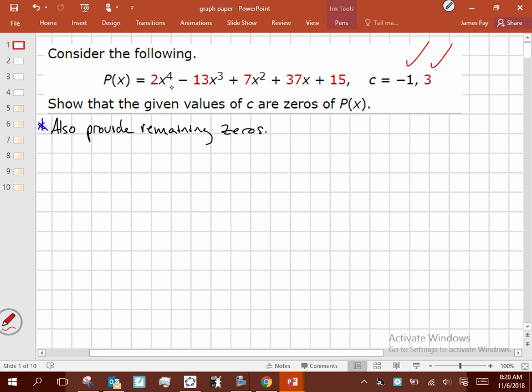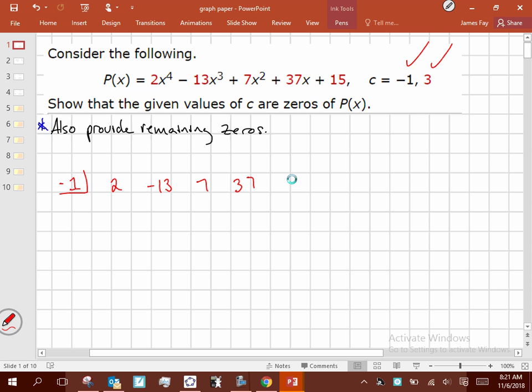Well, that means that I would have to be able to look at C equals negative 1 and C equals 3 and somehow show that that is going to kind of depreciate this polynomial. All right, so this is the way I would do it, guys. And you can do long division if you prefer long division, but I prefer synthetic division because it's quicker. All right, so my C value is the value that goes in the box.